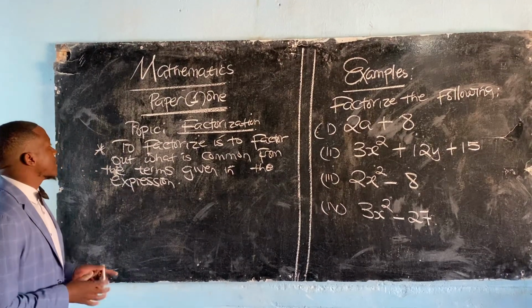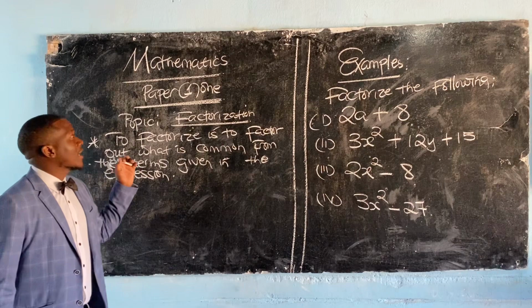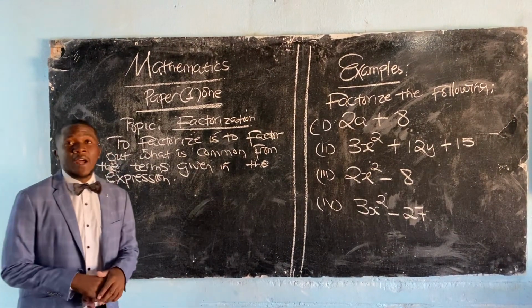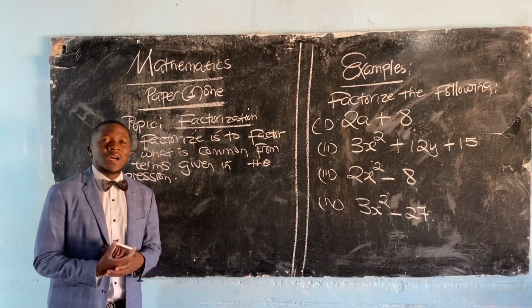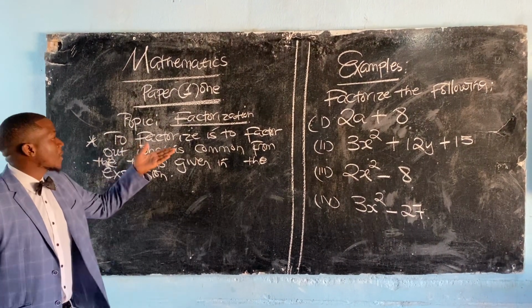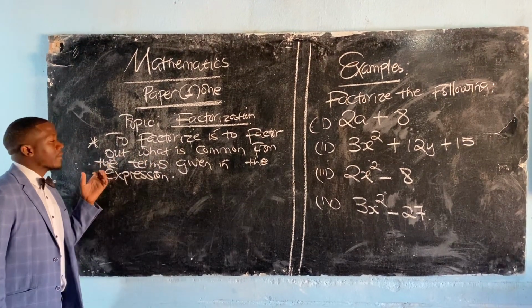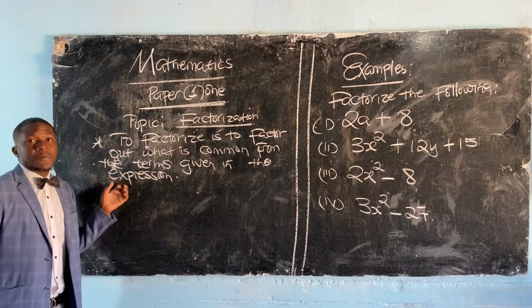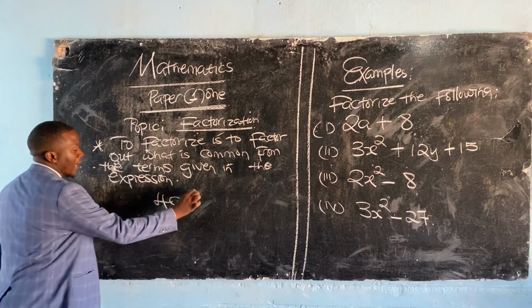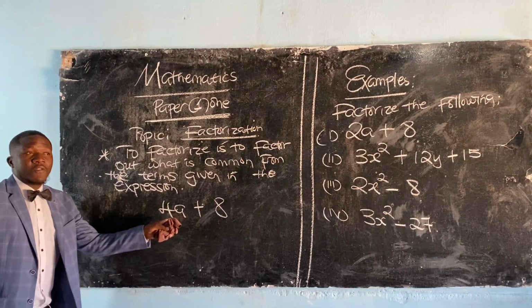Hi, in this tutorial, we are going to consider factorization, as a focus in mathematics step 1, in order to prepare adequately for an exam. To factorize is to factor out what is common from the terms given in the expression. By that, we mean if we have 4a plus 8, and we are told to factorize.